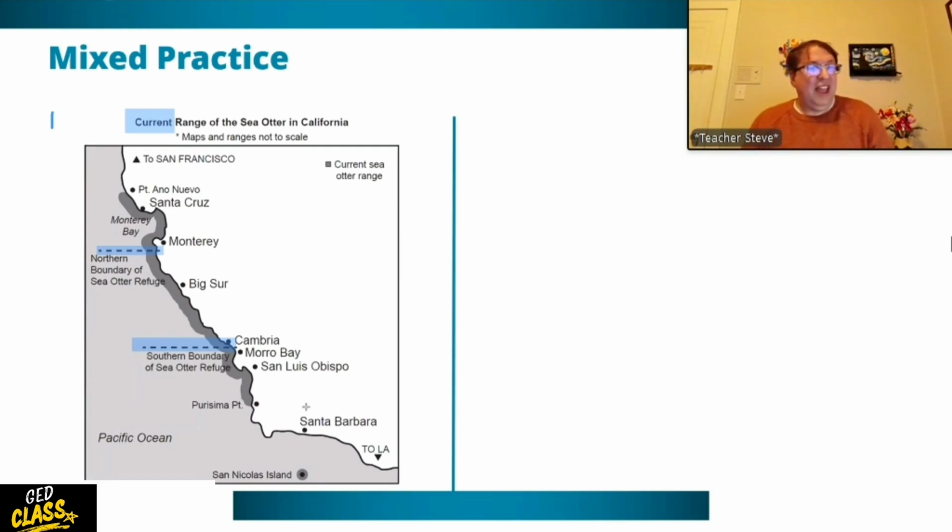And what else do we notice about the highlighted shore there? Is it restricted to the sea otter refuge here? It certainly seems like there are some sea otters outside of that refuge, which is just a good thing. So we're going to be using this figure in conjunction with the text to answer a couple of questions here.